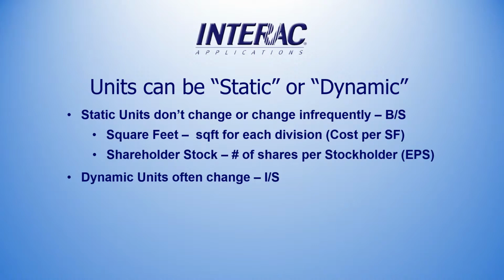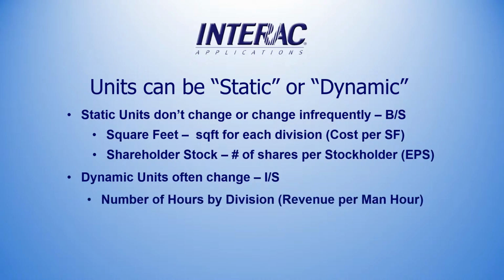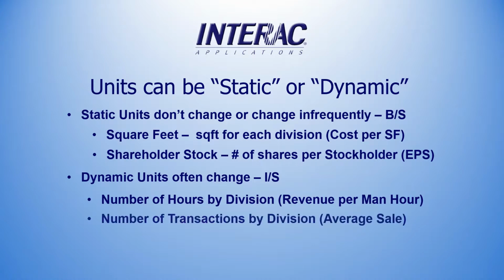Dynamic units change often, and we would use an income statement account for these. This might be the number of hours by division, which will help us generate a revenue per man hour or profit per man hour or something such as that. Or we could use the number of transactions divided by division to generate an average sale.